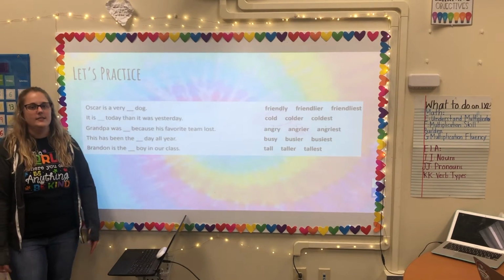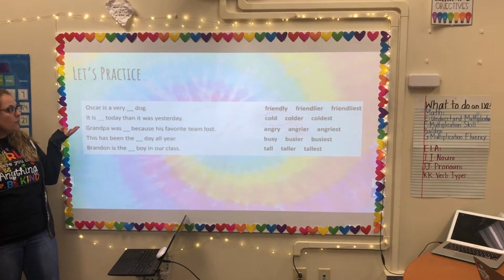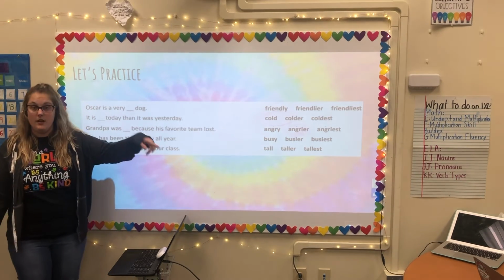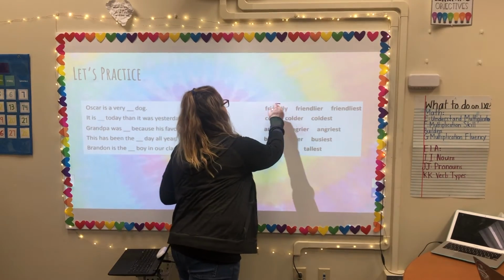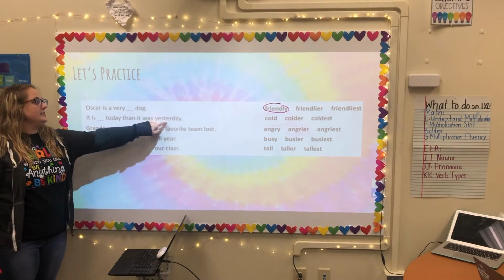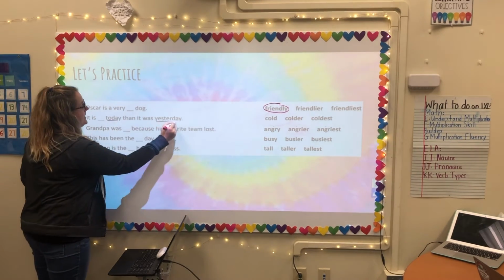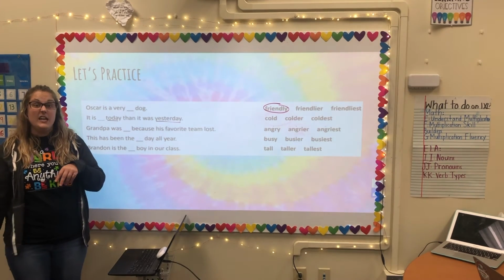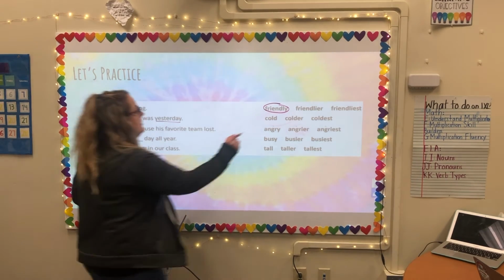So now let's practice. Here's our sentence. Oscar is a very blank dog. Well, we could say Oscar is just one dog, so he's not a very friendliest dog. He's not a very friendlier dog. He is a very friendly dog. How about this one? It is blank today than it was yesterday, and we have the adjective cold. Well, we know we have today and yesterday, so we have 2 nouns, so we will just add ER to the end of our adjective. So it is colder today than it was yesterday.